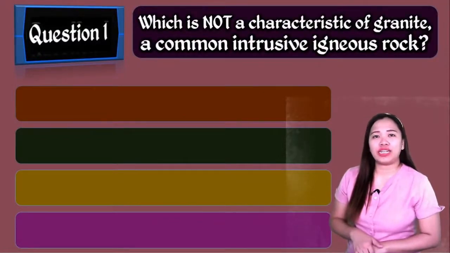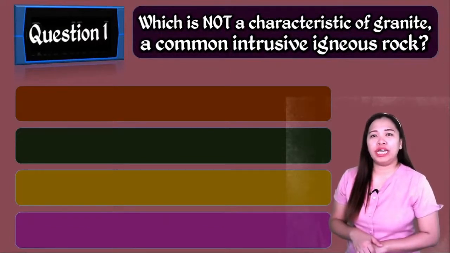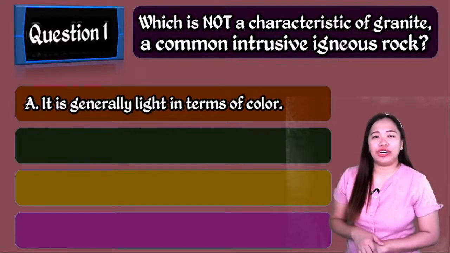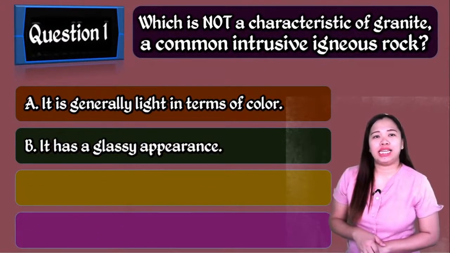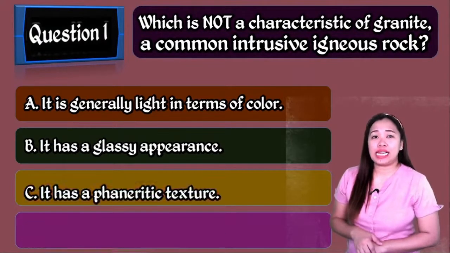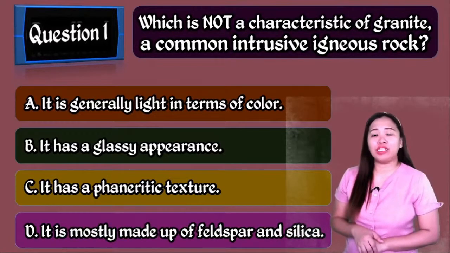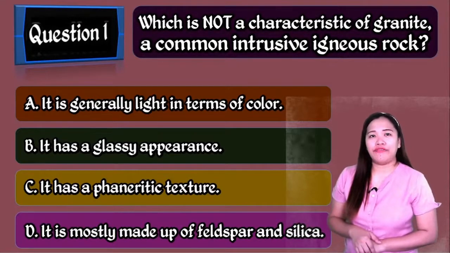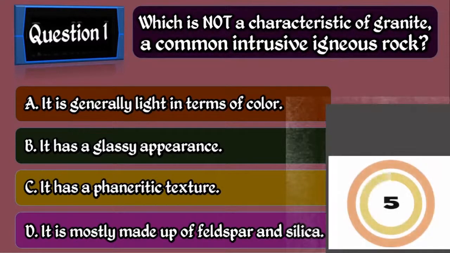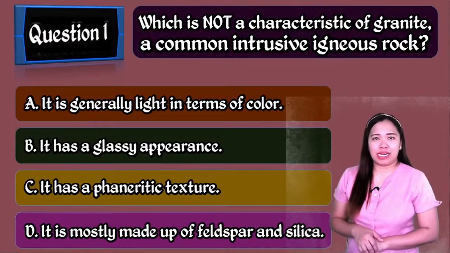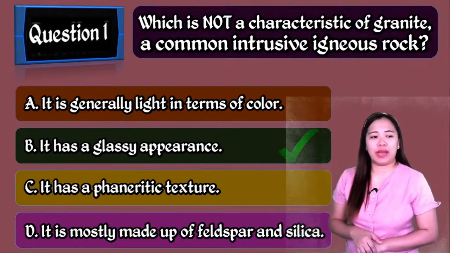Which is not a characteristic of granite, a common intrusive igneous rock? A. It is generally light in terms of color. B. It has a glassy appearance. C. It has a phaneritic texture. D. It is mostly made up of feldspar and silica. You have 5 seconds. The correct answer is letter B, because granite has no glassy appearance.